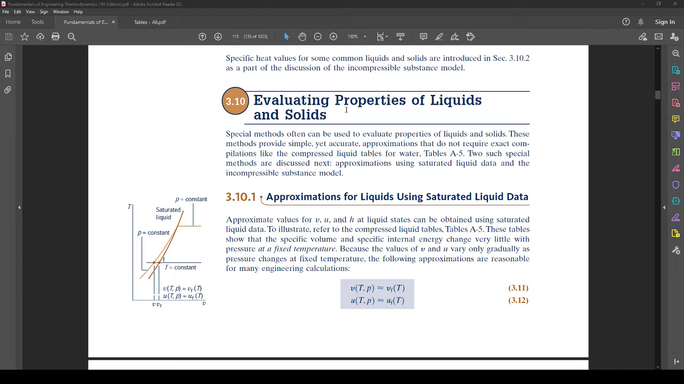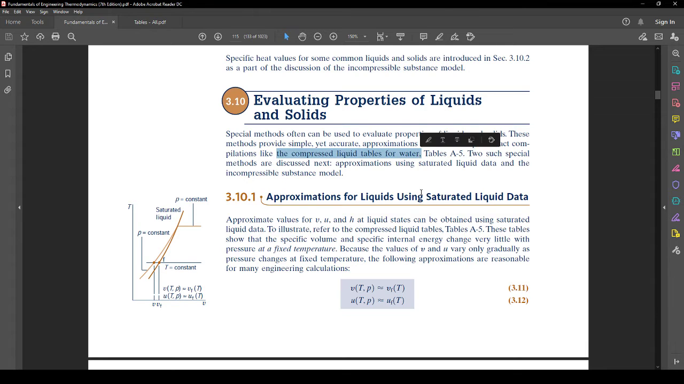So it says, evaluating properties of liquids and solids. Special methods often can be used to evaluate properties of liquids and solids. These methods provide simple yet accurate approximations that do not require exact compilations like the compressed liquid water tables.